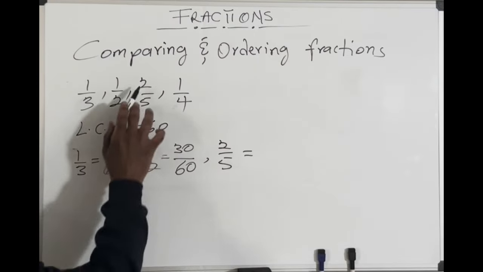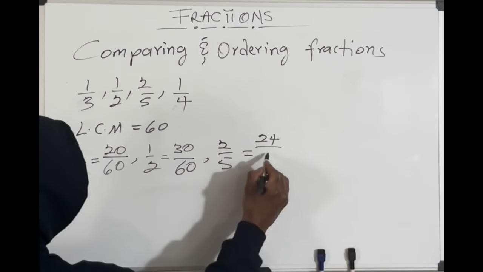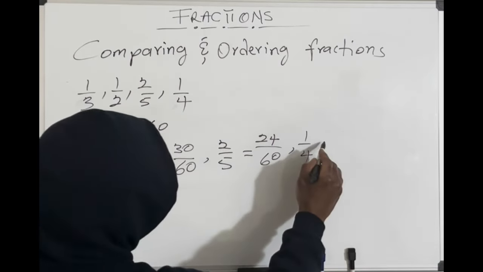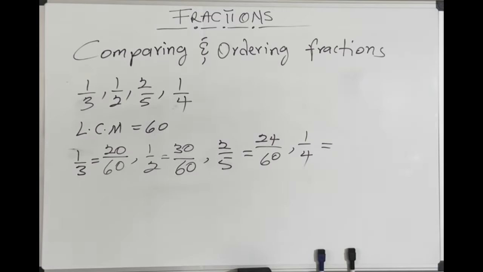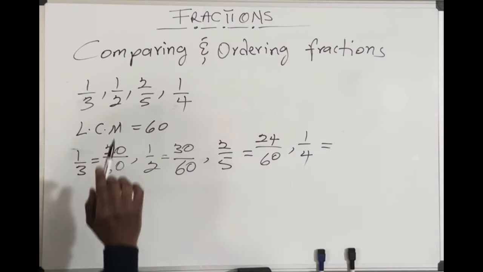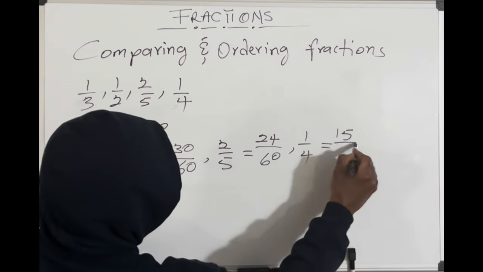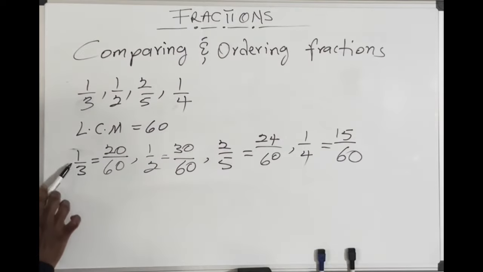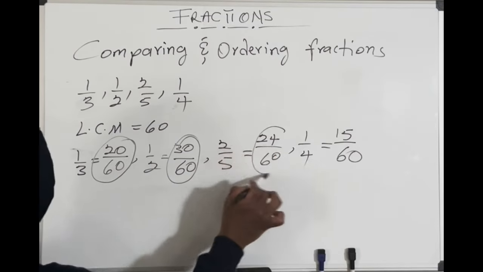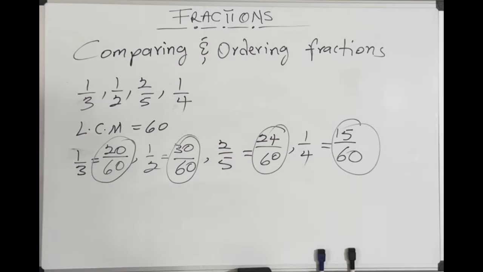We move on to the next one, 2 over 5, the same way. 5 times what? 12. 12 times 2 is what? 24. And then 60. And then the last one, 1 over 4. Okay. Then 4 times what number? Let me use a calculator. So 60 divided by 4, 15. So 15 times 4 will get us what? 60. So the 15 times the 1, 15 over 60. Okay, so right now 1 over 3, we have 20 over 60, 1 over 2, we have 30 over 60, 2 over 5, 24 over 60, 1 over 4, 15 over 60.